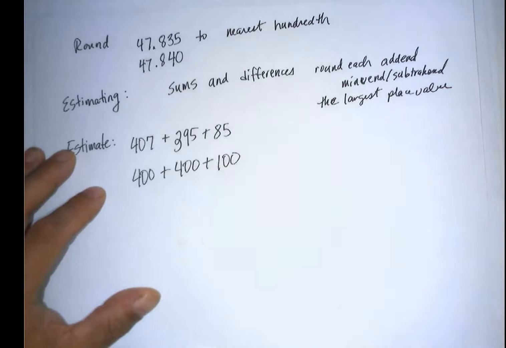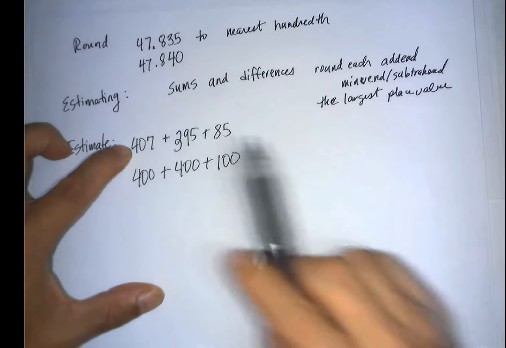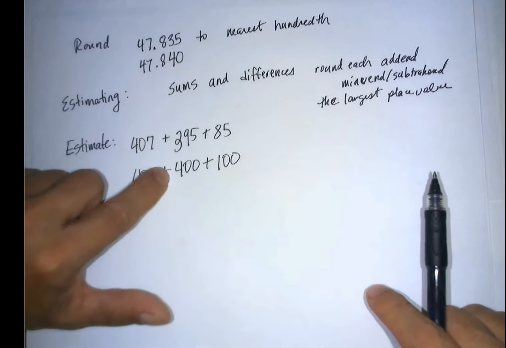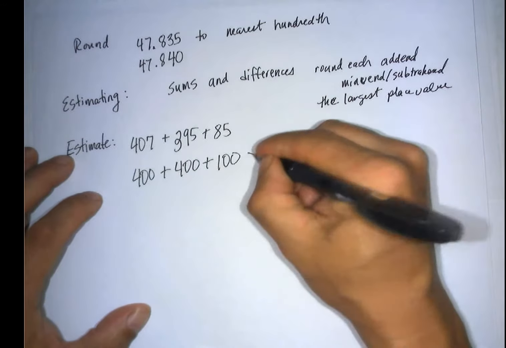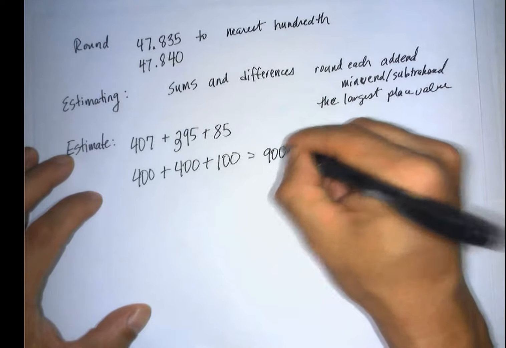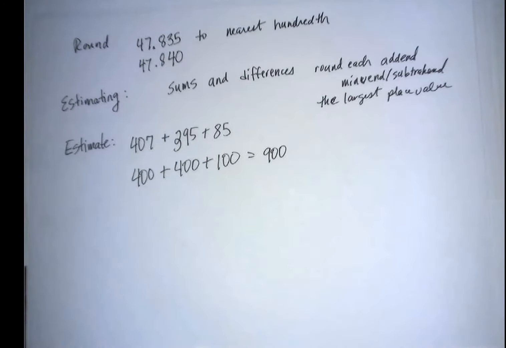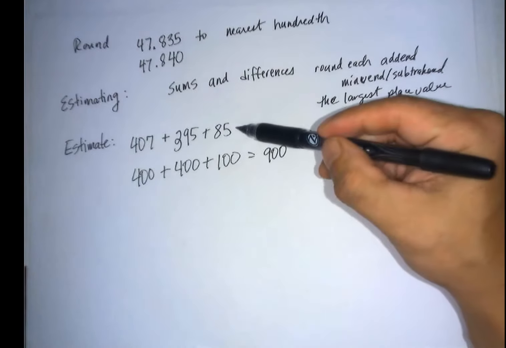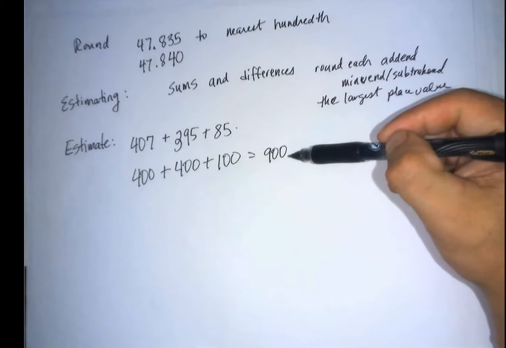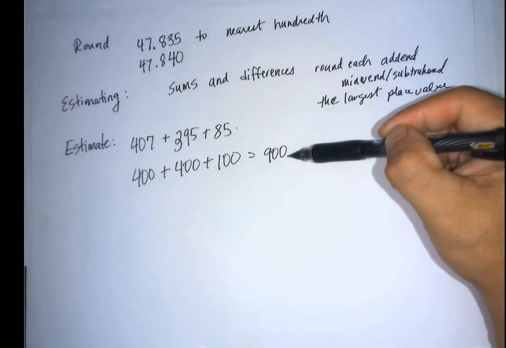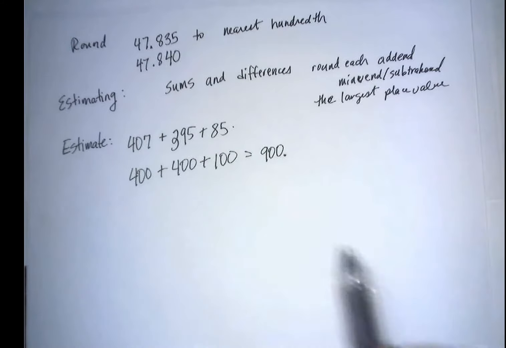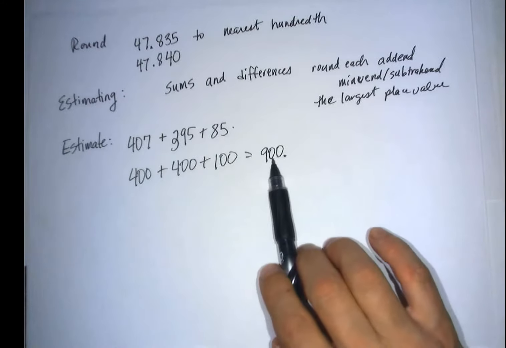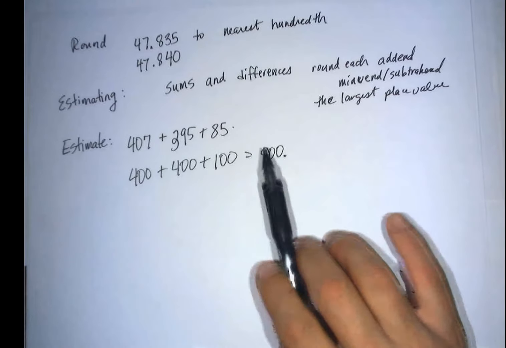If we estimate all of those, 407 is closer to 400, 395 is closer to 400, and 85 is closer to 100. So now we can estimate that to 900. Is the actual sum going to round to this number? No, that's not always the case, especially when the numbers are close to the middle of the place value. But 900 is a reasonable estimate for adding these three numbers up.